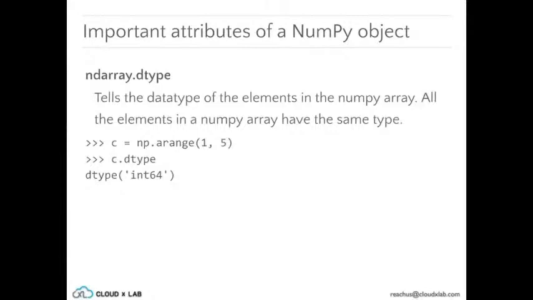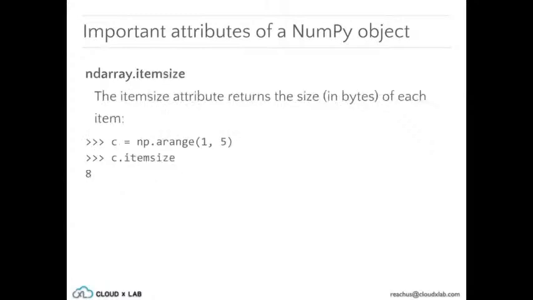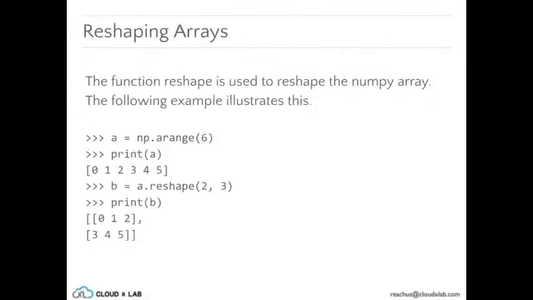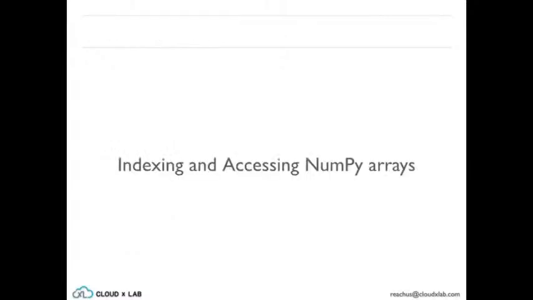The dtype tells you the type of the elements in the Numpy array. Typically, all the elements in a Numpy array have the same type. Over here, the dtype is int64, or double. Then itemsize returns the size in bytes of each item. Here each item is 8 bytes, which makes sense. Then we discussed reshape. Reshaping can change the shape of the matrix, which is something we have seen.